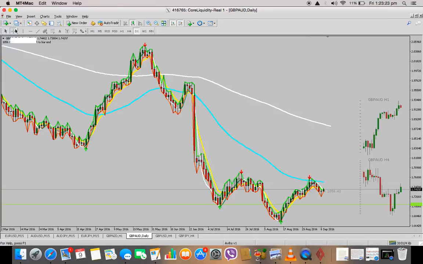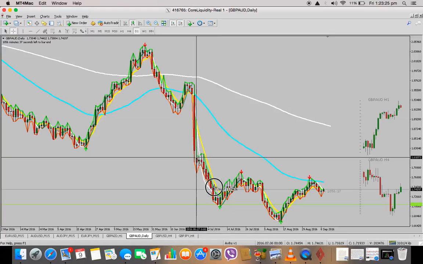You can also jump out of your daily trades whenever you're happy. See, look at this. This is 934 pips in the money, and this is roughly a week's worth of trading.